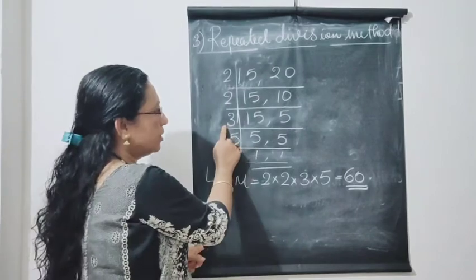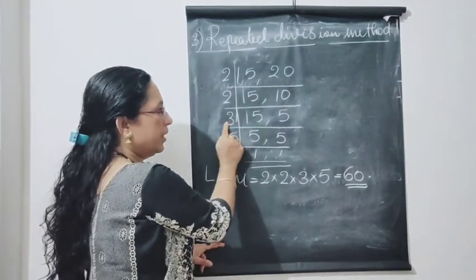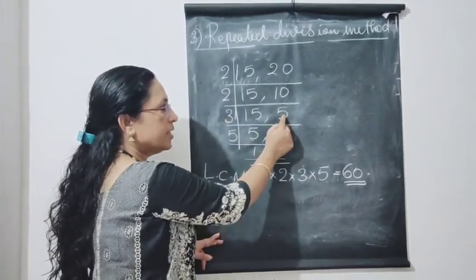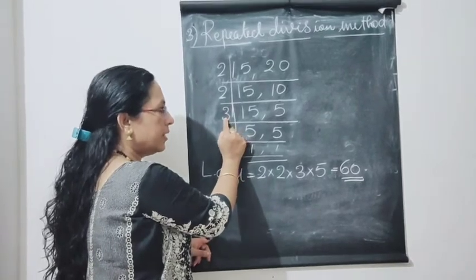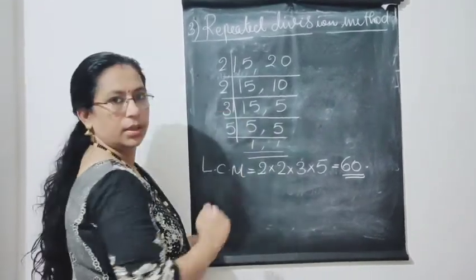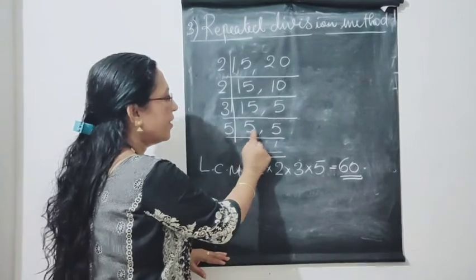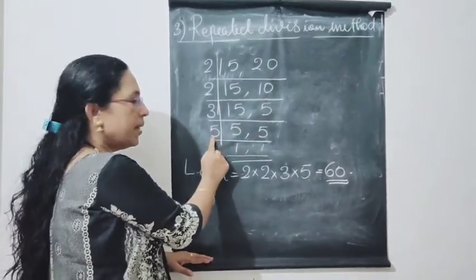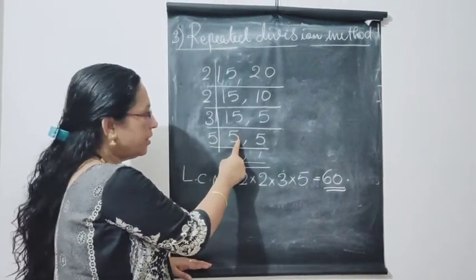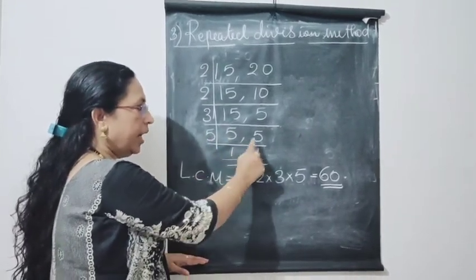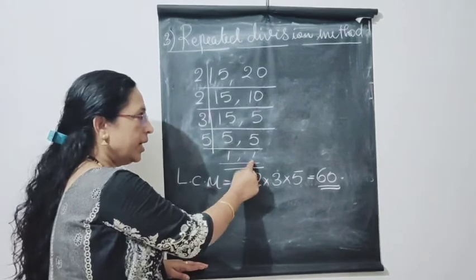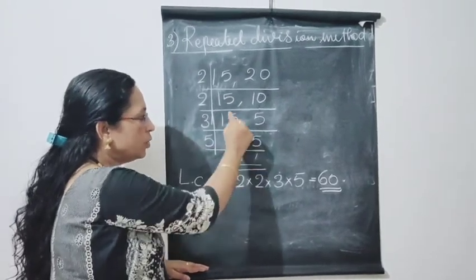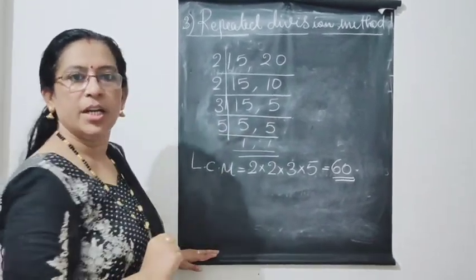Okay, so write down 3. 15 divided by 3 is equal to 5. 5 is not possible to divide by 3, so carry down. Okay, now the numbers are 5 and 5. Now the next prime number is 5. 5 divided by 5, 1. Again 5 divided by 5, 1. Till getting 1, we have to do this division process.